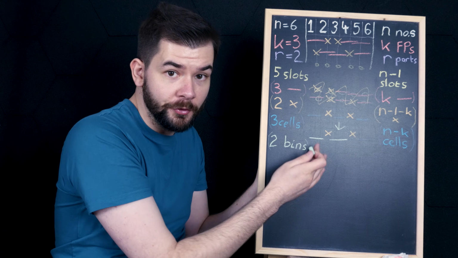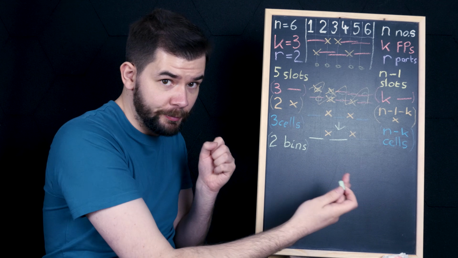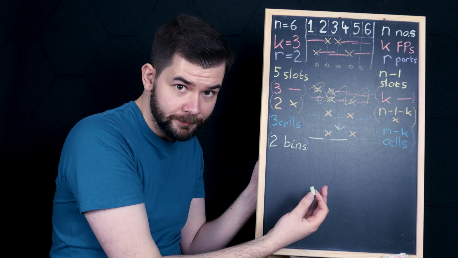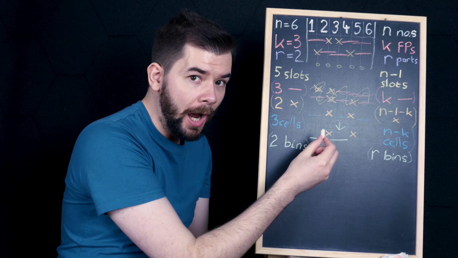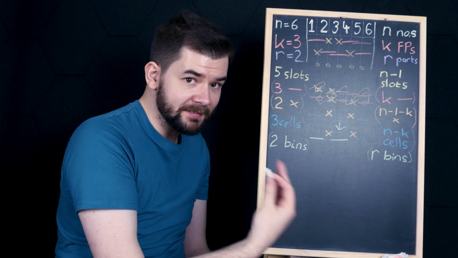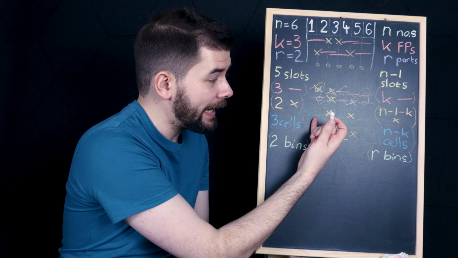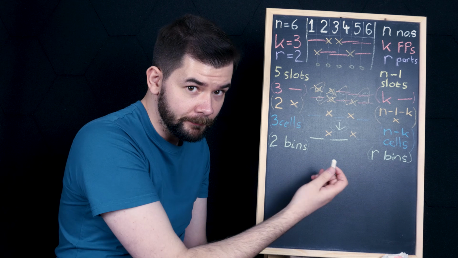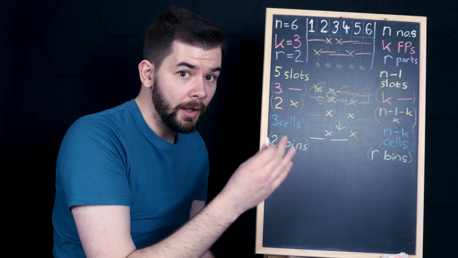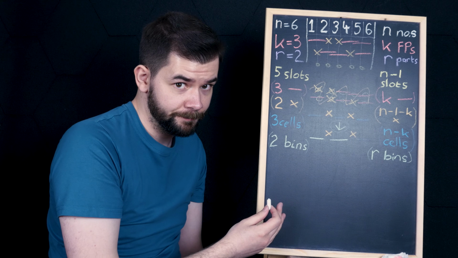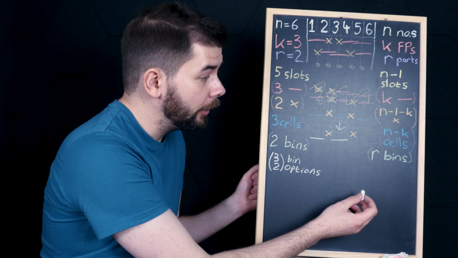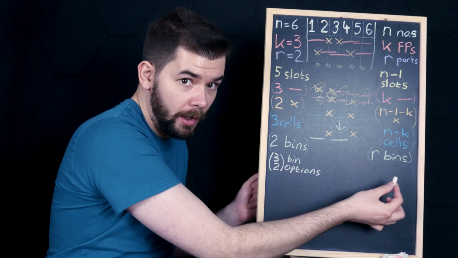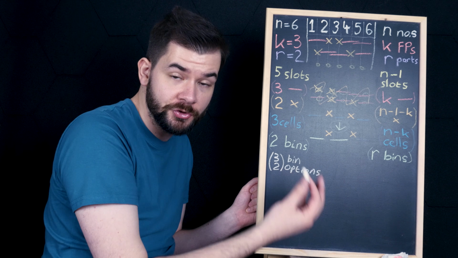Well, this comes down to the number of parts we want the dashes to be spread into. And since we want r parts, we want to create r bins. And this step here, how many ways are there of actually making that selection of 2 bins? Well, we had 3 cells, and we needed to choose exactly 2 of them. So 3 choose 2 ways of choosing the bins. And what is that in general? Well, we have n minus k cells, and we need to choose r bins. So that's n minus k choose r.